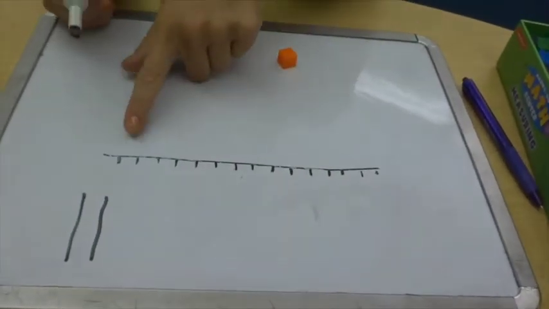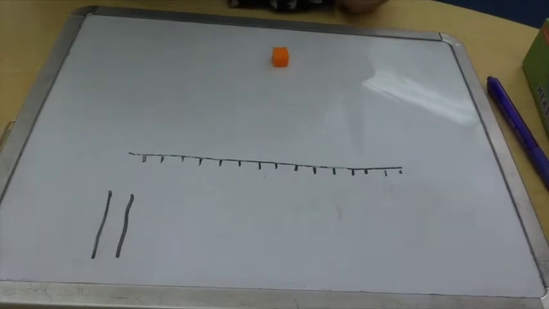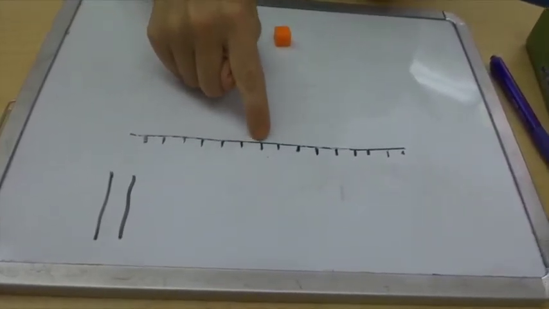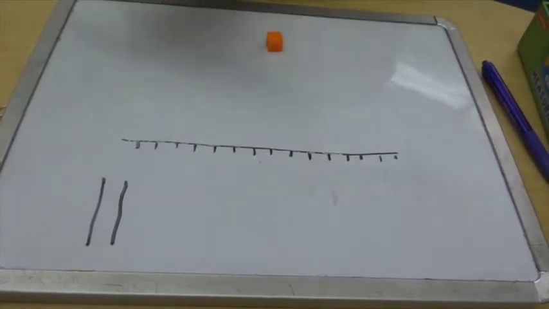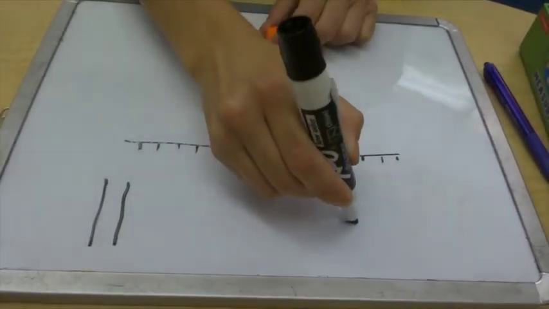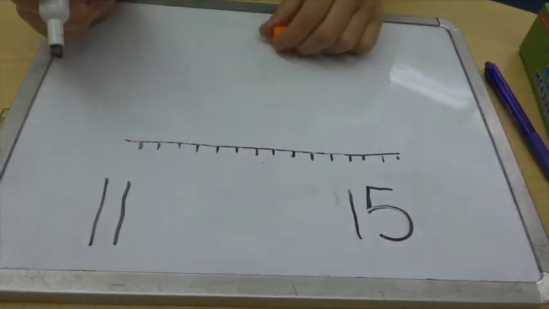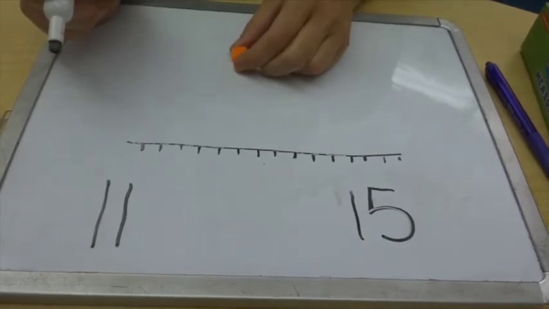Let's go back and count our marks right here just to make sure we had the measurement correct. Count with me. Ready? 1, 2, 3, 4, 5, 6, 7, 8, 9, 10, 11, 12, 13, 14, 15. So by using my marker or your pen as a guide, this line was actually about 15 centimeter cubes long.